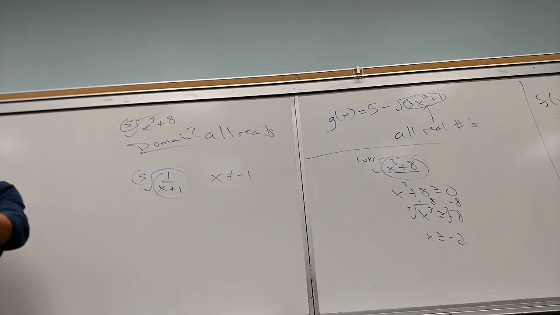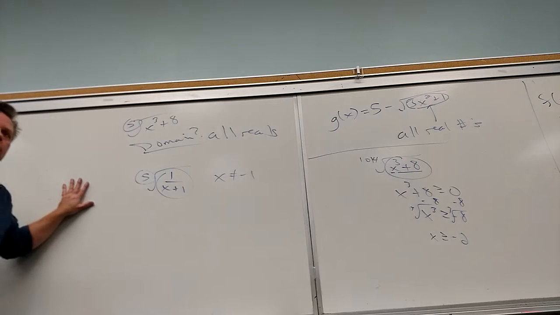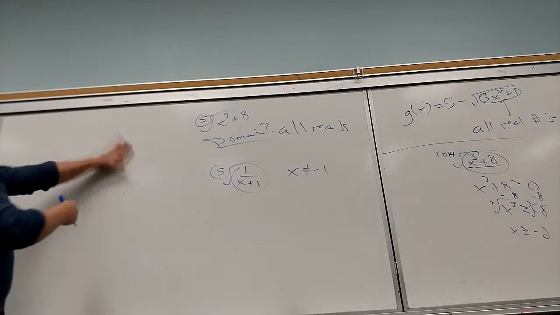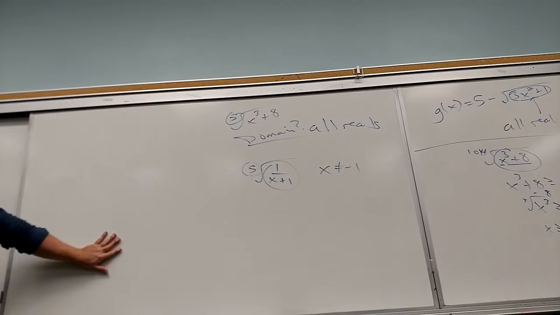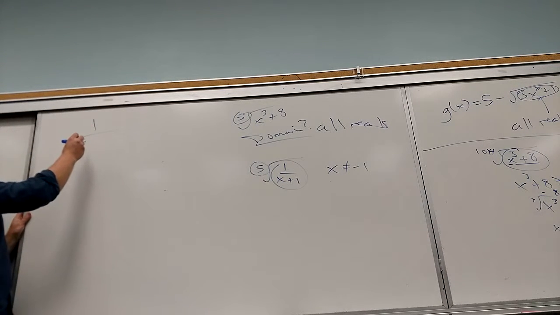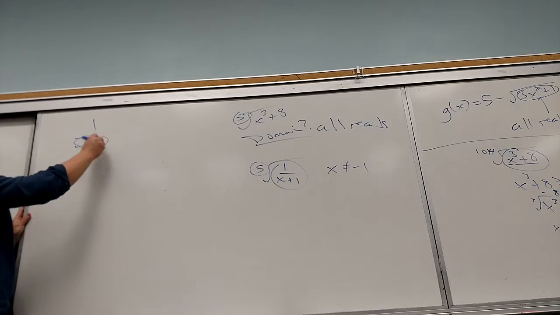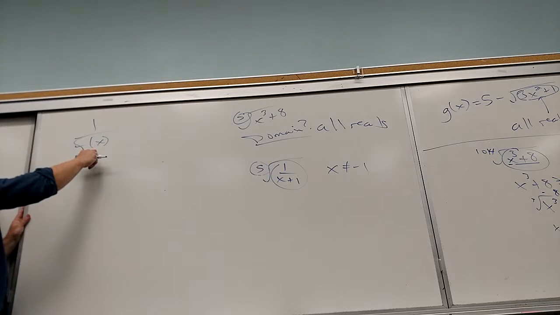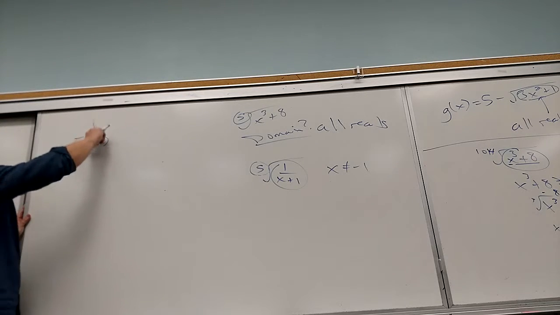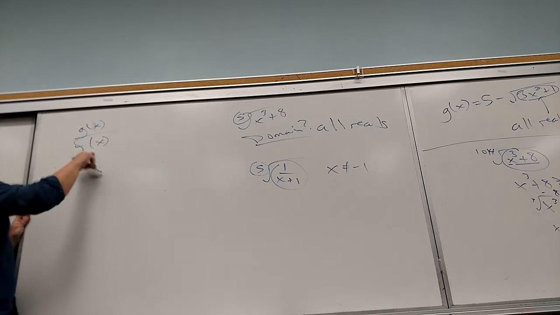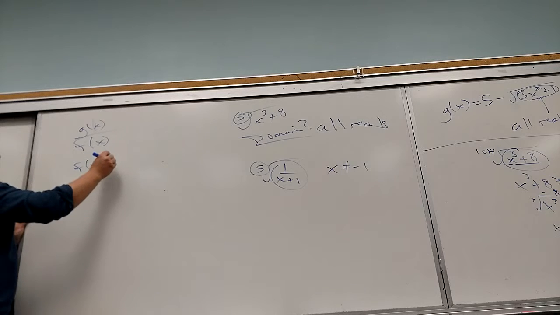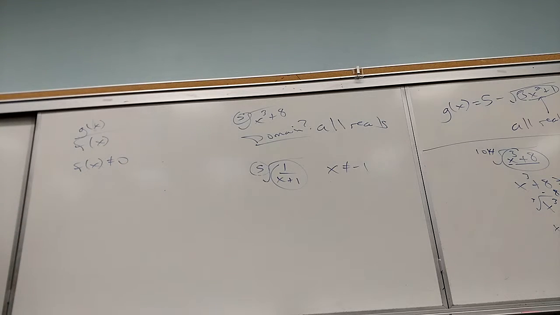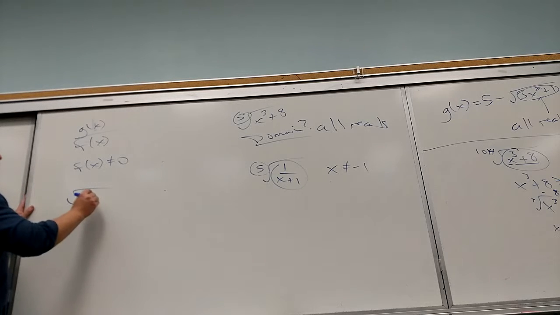What I desperately want you guys to realize right now is that the two functions we have that have an issue are fraction-looking ones. So if I had something over something, what must be true? The bottom can't be 0. And then I solve for x. If I have this, what must be true?